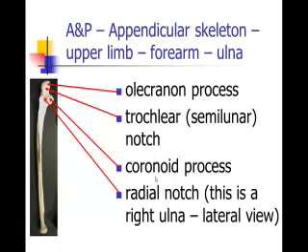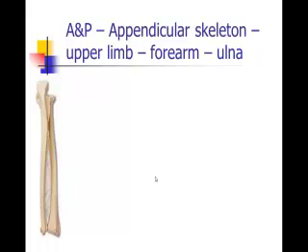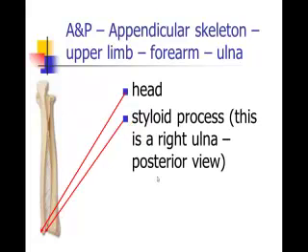We have the radial notch, and the radial notch is going to be on the lateral side of the ulna, and that's where the head of the radius articulates, and again that is a pivot joint and allows for rotation of the radius. Here on the posterior side we can see the head of the ulna is distal while the head of the radius is proximal, and we have the styloid process of the ulna, and you can feel that on the posterior side of your wrist on the medial portion of it.